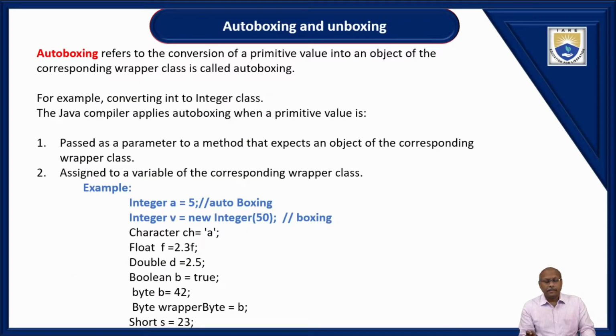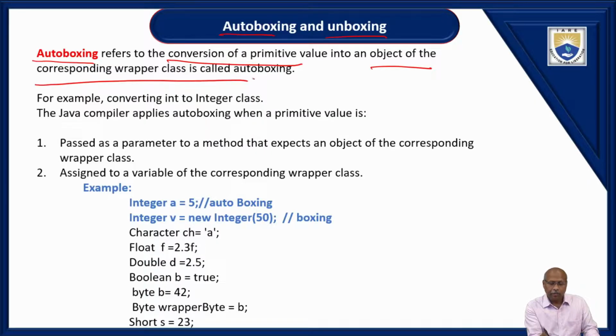Now, there is a concept called autoboxing and unboxing. Whenever you are keeping the primitive data inside a class, that means you are wrapping. Whenever you are wrapping, that is called boxing. That is also known as autoboxing. Autoboxing refers to the conversion of a primitive data into an object of the corresponding wrapper class. Whenever you are storing primitive data into an object, that is called autoboxing.